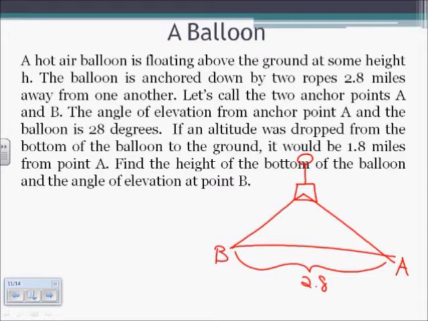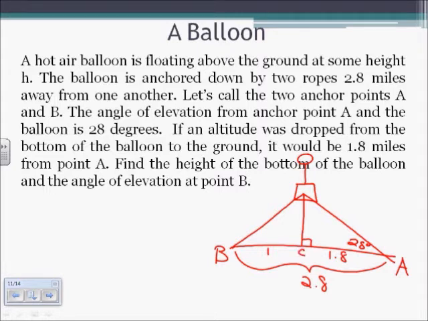The angle of elevation from anchor point A to the balloon is 28 degrees, so we have 28 degrees here. If there is an altitude dropped from the bottom of the balloon to the ground, it'd be 1.8 miles from point A. So that means from here to here is 1.8, leaving us with 1 mile from B to the center point. Let's call it center point C for now.